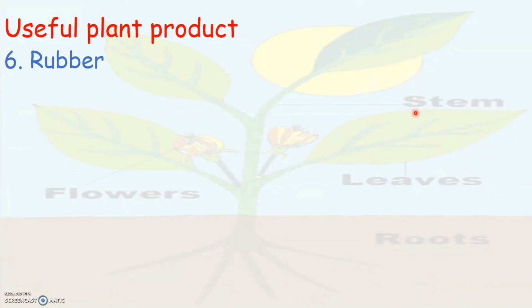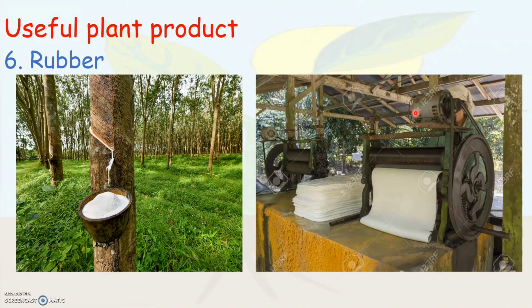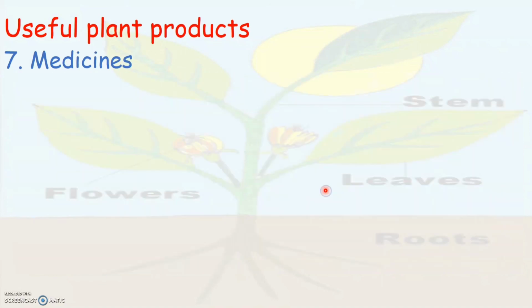Rubber, which is also a plant product, is obtained from the rubber tree, as you can see here in the picture. Rubber drips and falls into this vessel, and then it is taken and processed and converted into rubber sheets, as you can see here, which are used for various purposes.